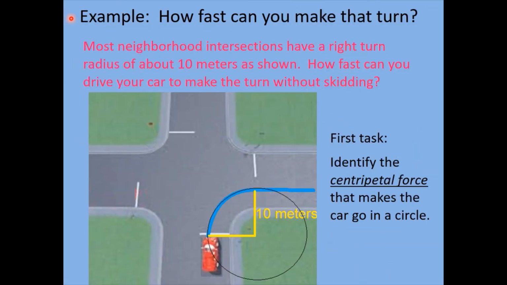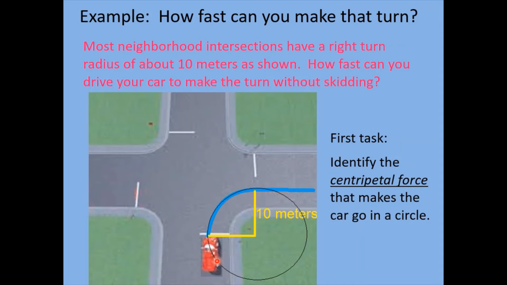Our next example is interestingly similar to the coin on the turntable. In this example, how fast can you make that turn? So most neighborhood intersections have a right turn radius of about 10 meters as shown. So what that means is if you're driving your car along here and you're going to make a right turn, you're basically following the arc of a circle shown here, which is approximately 10 meters in diameter.